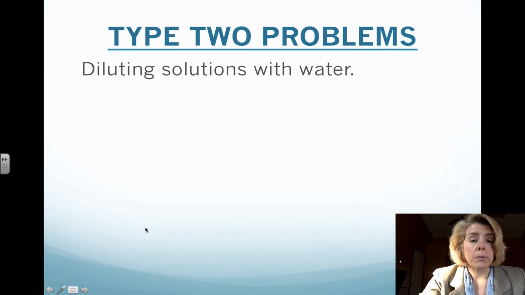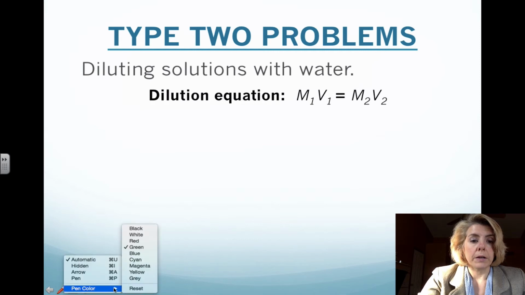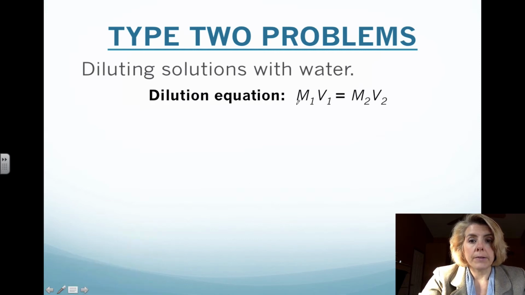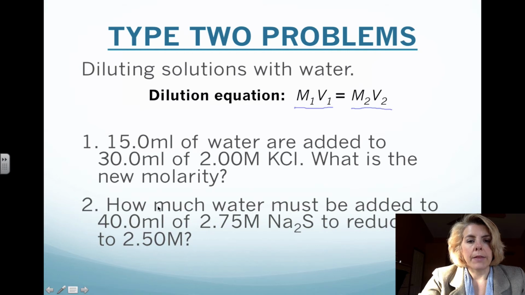With the type 2 problems, we're looking at dilutions. So with dilutions, you have this formula here, and this is something that you're going to have to memorize. M1 times V1, that's the initial concentration, equals M2 times V2. So maybe you'll just have M2 and you're solving for V2, or you have V2 but you're solving for M2. Here is an example of a problem. They want to know the new molarity, and then this one they want to know the volume for the new dilution.